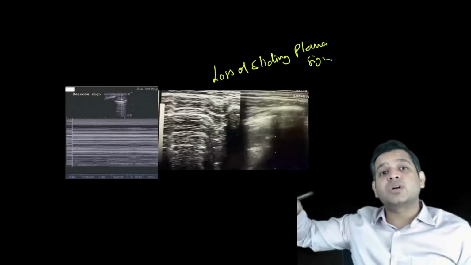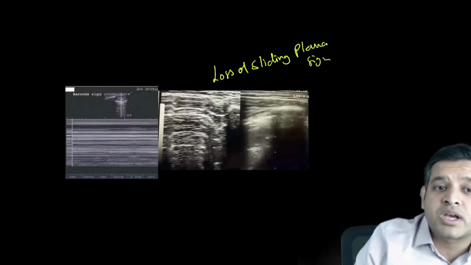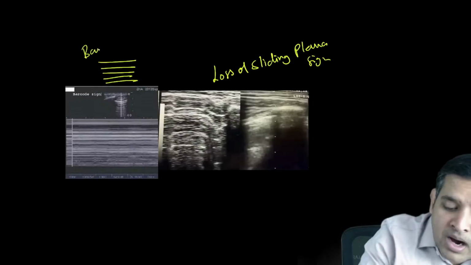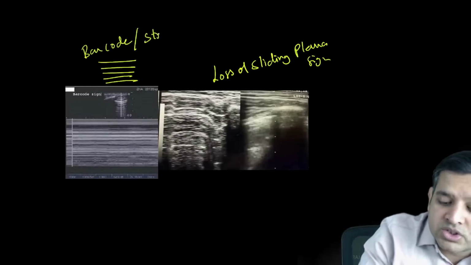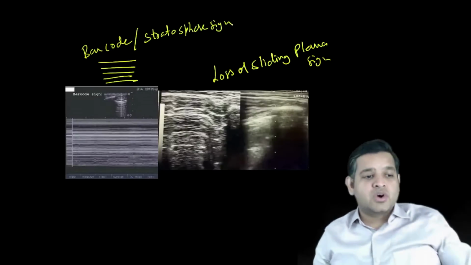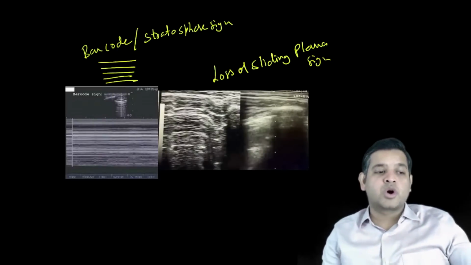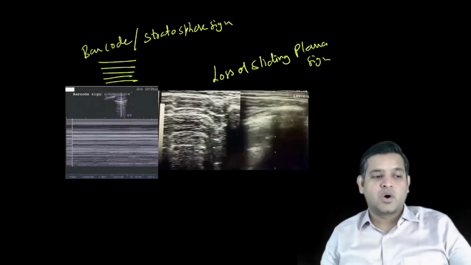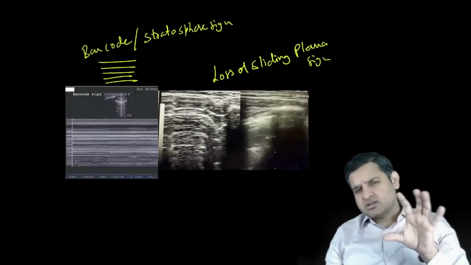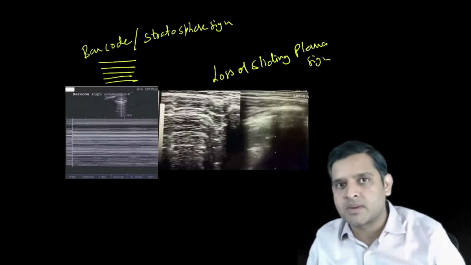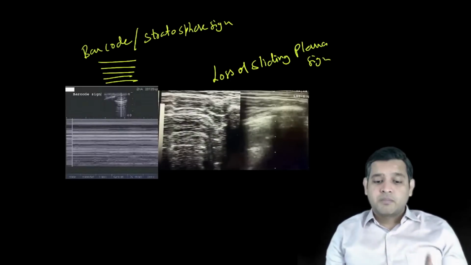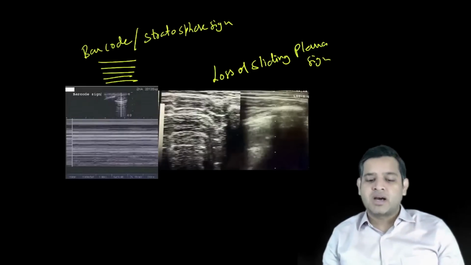And now since the visceral pleura is not seen, the junction between the parietal and visceral pleura is also completely lost. You just see these parallel lines, which is called a barcode sign or a stratosphere sign. So please remember, a barcode sign or a stratosphere sign on M mode, or a loss of sliding pleura sign, all are seen in pneumothorax. If you can remember it, it might give you one extra mark in the exam. Seashore sign, sliding pleura sign are normal. Barcode sign, loss of sliding pleura sign are abnormal.